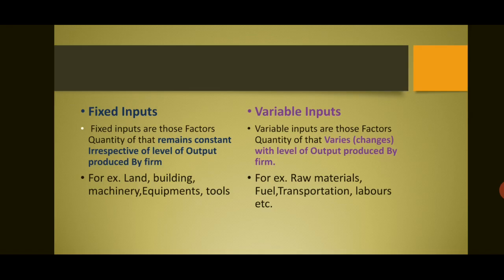For example, raw material. If our production is increased by 5,000, we need to acquire raw material of 5,000 units. We have to acquire more laborers than we had previously.